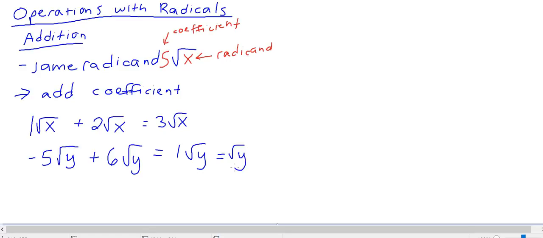One last example for addition. Let's say we have negative 20 square root of x plus 15 square root of y. Since these two radicals do not have the same radicand, the radicand of the first one is x, the radicand of the second one is y, these two cannot be added, therefore they must stay how they are. Let's clear the screen and move on to subtraction.